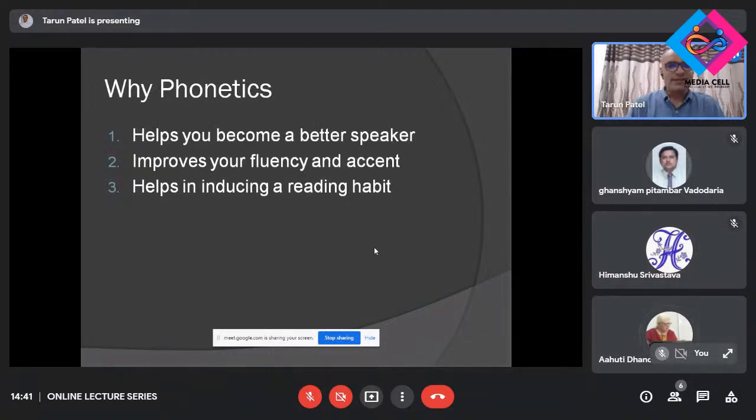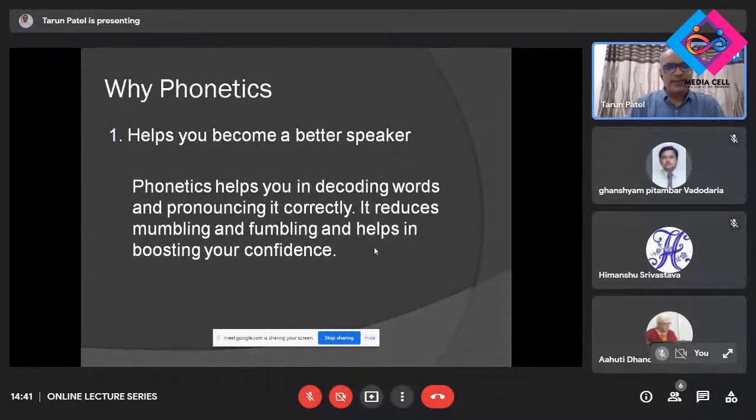Now, how does phonetics help us? Number one, it helps you become a better speaker. It improves your fluency and accent, and as Himanshu was just pointing out, it helps you in inducing a reading habit. Phonetics helps you in decoding words and pronouncing them correctly. You must have observed those phonetic alphabets in parentheses, whether it is the Oxford Dictionary or the Cambridge, whether it is online or the printed one, right? So it helps you decode and pronounce the words or phonemes in a correct manner. It reduces your mumbling and fumbling, and it also helps in boosting your confidence that I was just talking about.